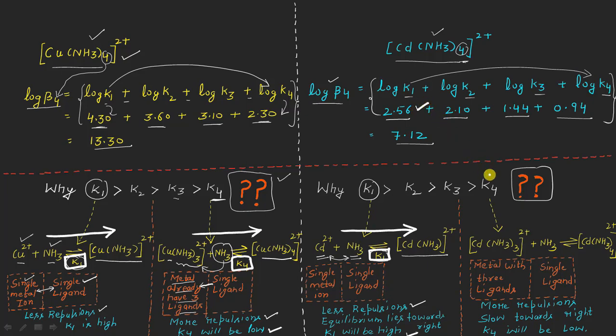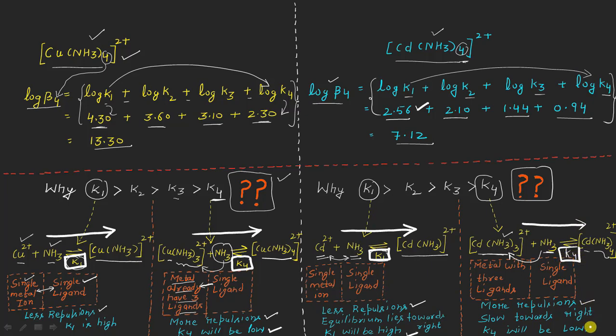On the other hand, if we are talking about the K4 type of stepwise stability constant, what does this mean? If we want to prepare our cadmium tetramine complex, we will be adding one ammonia to this part here, which already has 3 ammonia ligands with itself. When the ammonia ligand approaches this metal ion, because it already has 3 ligands, it will cause a lot of repulsions, and thus in this direction the equilibrium will slow down, giving a low value of the K4 here.